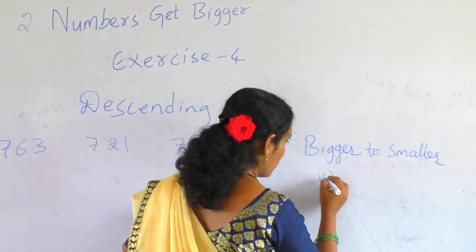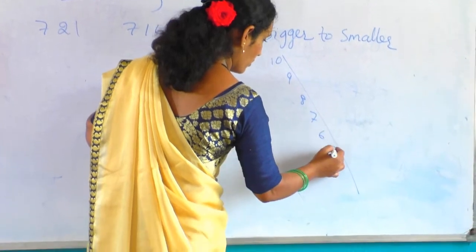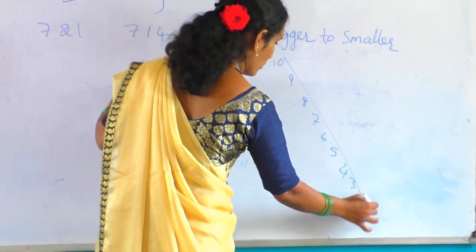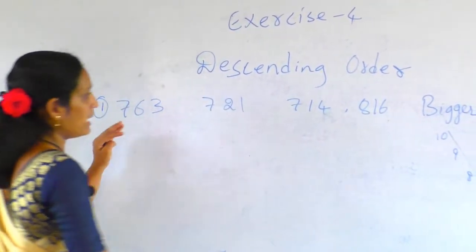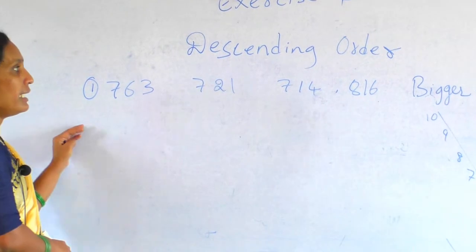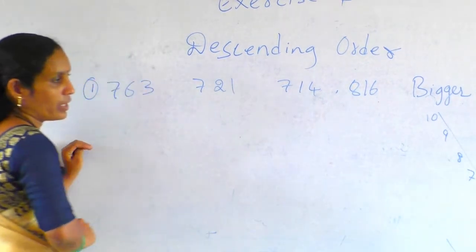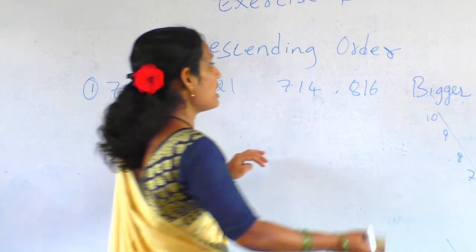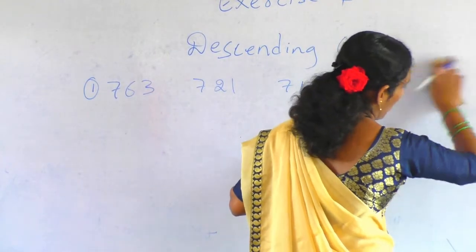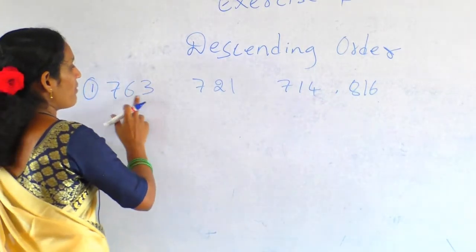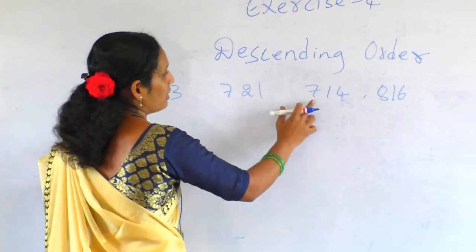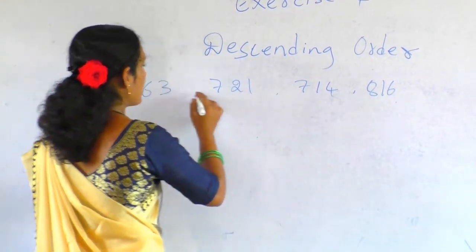Like this. Bigger to smaller number. Understood? Now check here how to write descending order. These are 3-digit numbers. In a 3-digit number, how do we find descending order? Just see which is the first biggest number. See here, 763, 721, 714, 816.